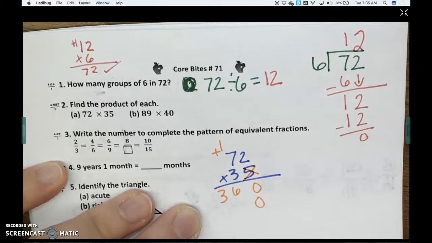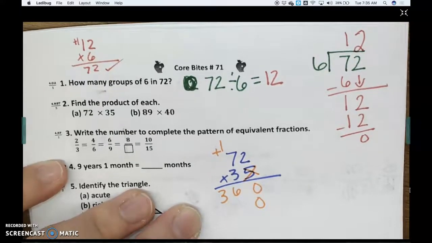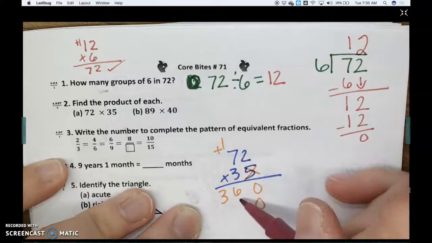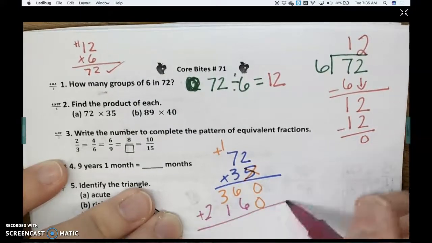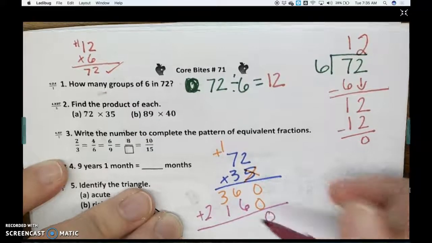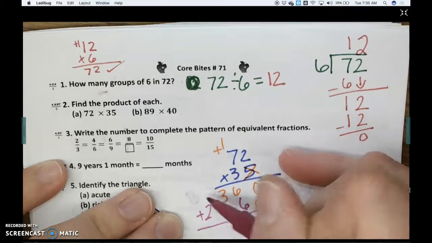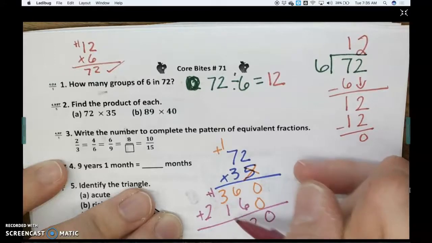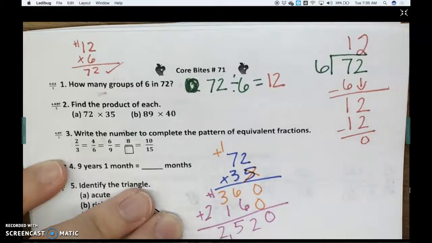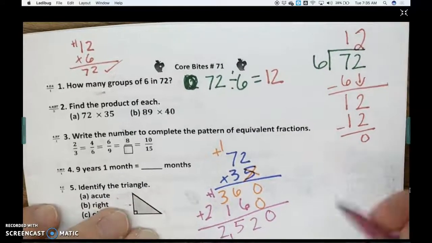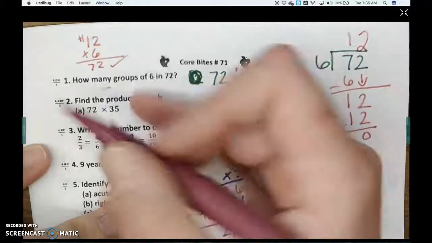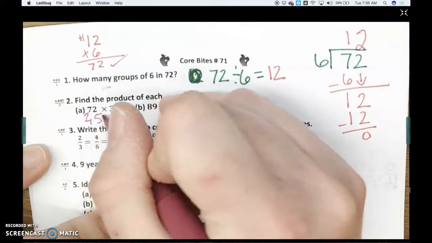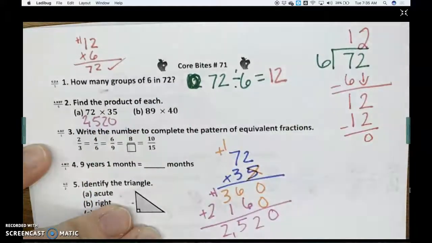So I'm going to switch colors for you. So now you're going to do 3 times 2 is 6. 3 times 7 is 21. Then you're going to add it together. So 0 plus 0 is 0. 6 plus 6 is 12. Regroup. 3, 4, 5, and 2. So your first answer is 2,520 for this one right here. So 2,520.